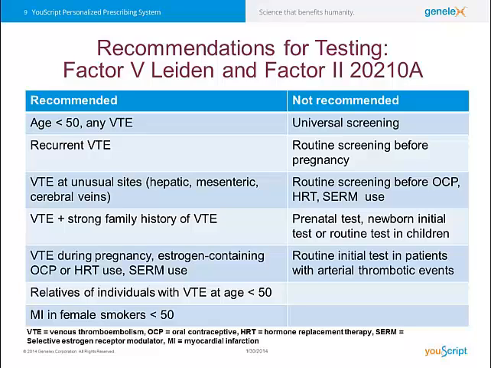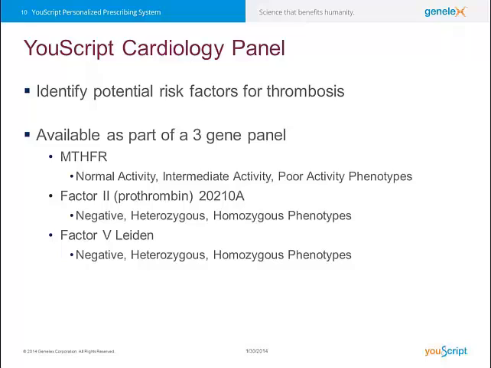Recommendations for testing for Factor V Leiden and Factor II vary between different organizations, and some of the more common recommendations are listed here. It is important to note situations in which Factor V Leiden and Factor II testing is not recommended, such as universal screening, routine screening before pregnancy, oral contraceptive use, hormone replacement therapy use, or selective estrogen replacement modulator therapy use, as a prenatal or newborn initial test, or as a routine initial test in patients with arterial thrombotic events. Factor 2 and Factor 5 will be part of a 3-gene cardiology panel in conjunction with MTHFR to identify potential genetic risk factors for thrombosis.